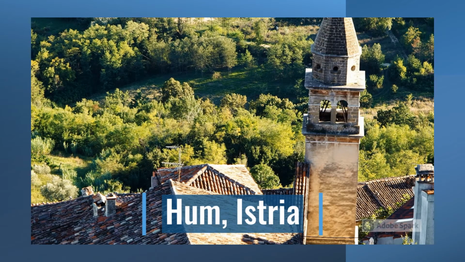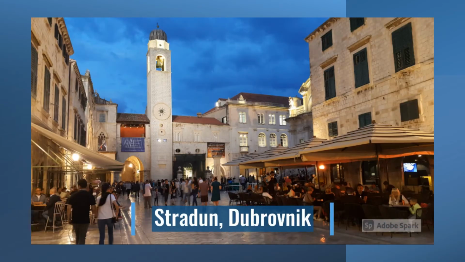Croatia is the home of one of the smallest towns in the world. Only 27 people live in Hum in Istria. The most expensive street in Croatia is Stradun in Dubrovnik. This 300 meters long main street in the city leading into the old town is the main tourist attraction as well.